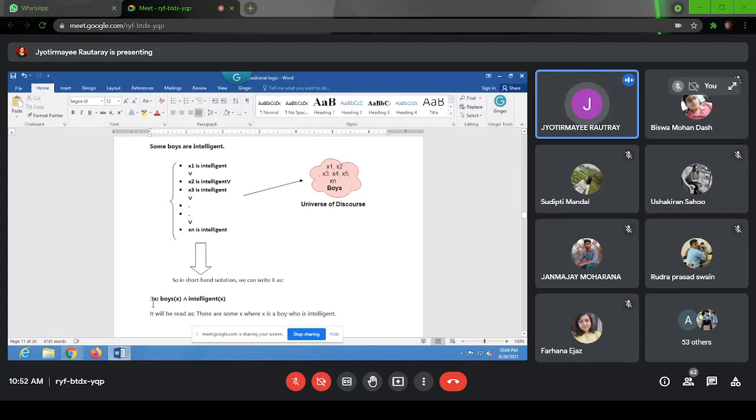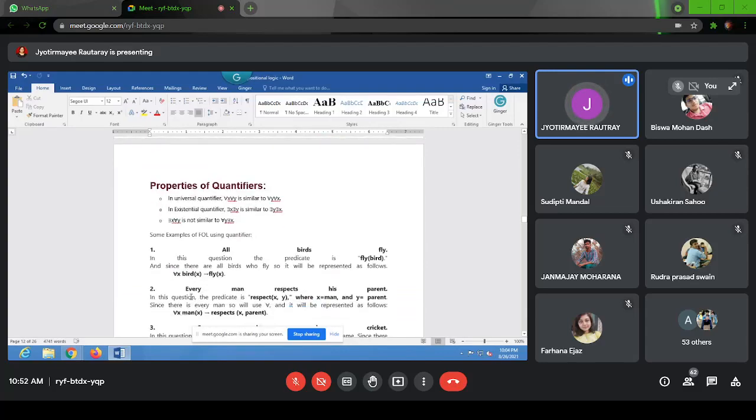There exists x, x is a boy, and they are intelligent. In the universal case we use the implication symbol, but in this case we have to use the logical AND operator. This is the only difference. Okay. Yes, ma'am.